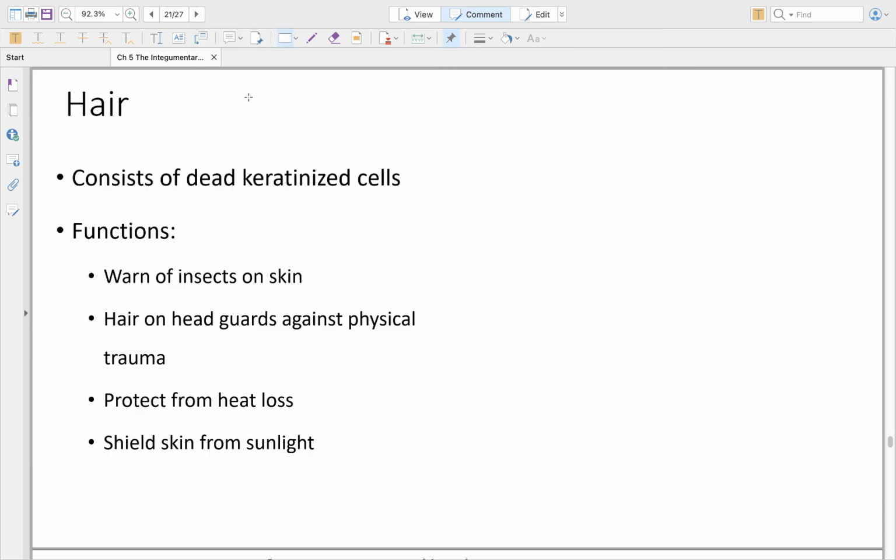All right, now we discussed accessories of the integumentary system, and hair is one of them. Hair is dead keratinized cells. Hair does have an important role in protecting our body. It warns our skin of insects. It helps protect our head from trauma. It protects from heat loss, and it also shields your skin from damaging UV sunlight.